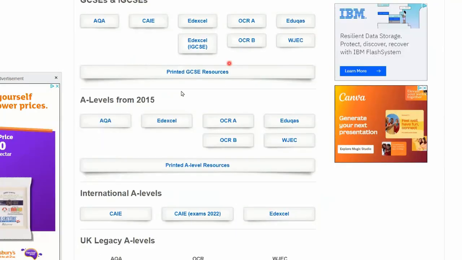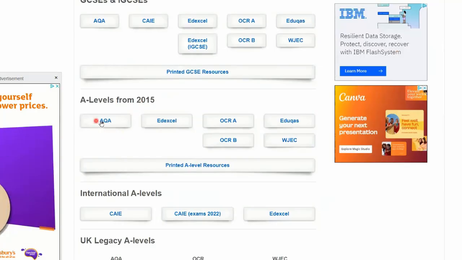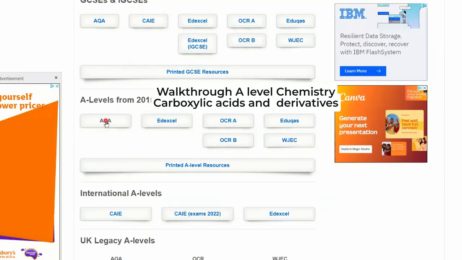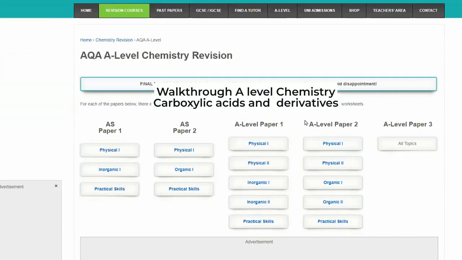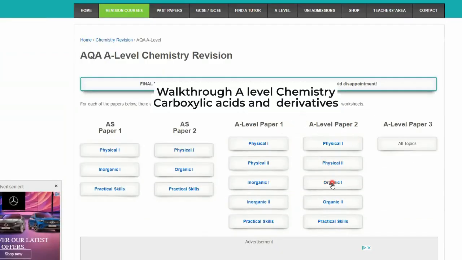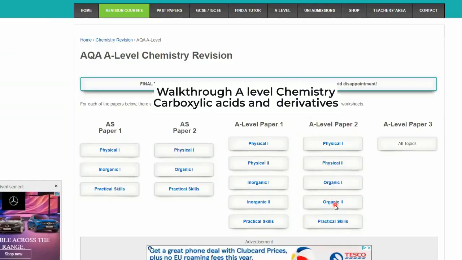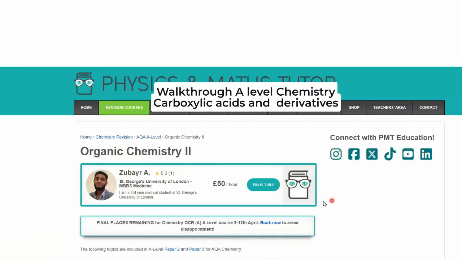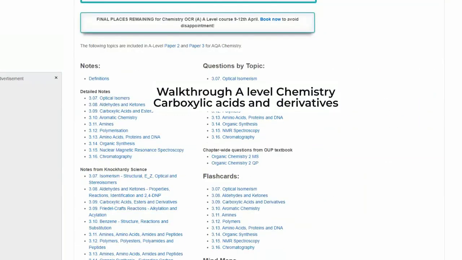We're looking at carboxylic acids. I'm on Physics and Maths Tutor. This is a brilliant website. Yeah, it does have a lot of adverts, but it's an incredible website. You can find tuition on here, but more importantly, it has a totally free bank of questions and answers for all exam boards, for all the science A-levels and maths.